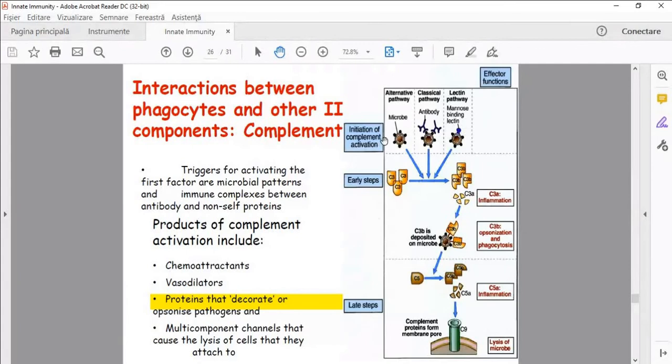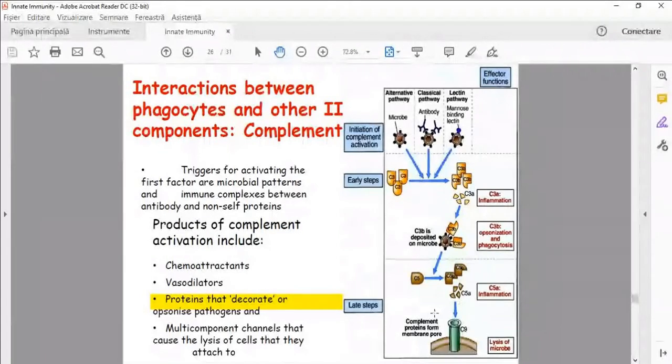Either of which way is activated, the complement will pass through the final steps, late steps of activation, which finally will lead to lysis of the microbe by polymerization of complement and constitute the membrane attack complex in the membrane of the pathogen.